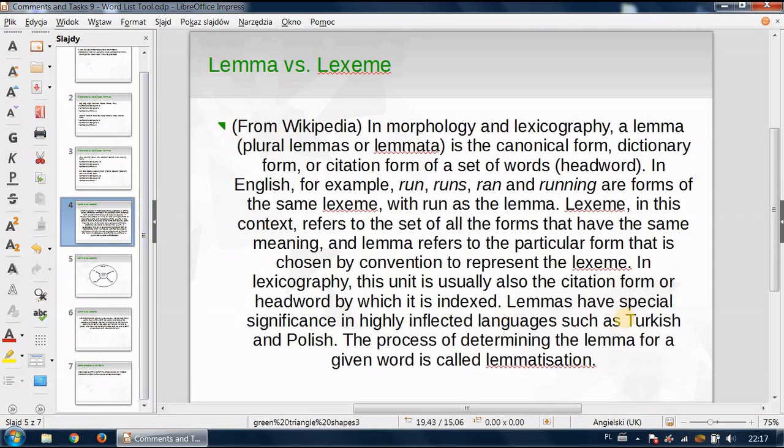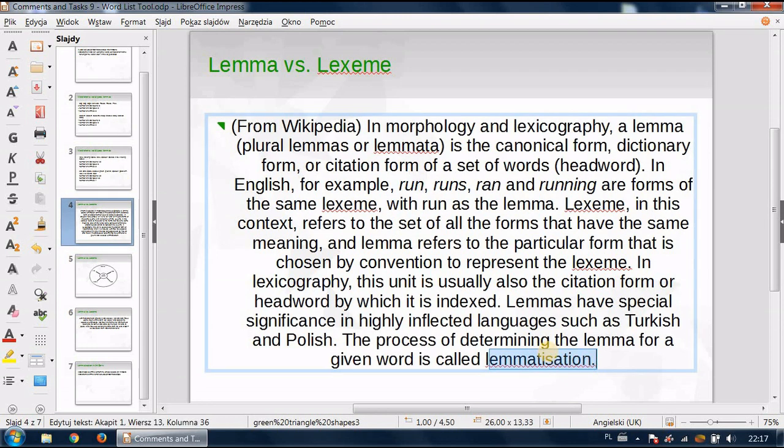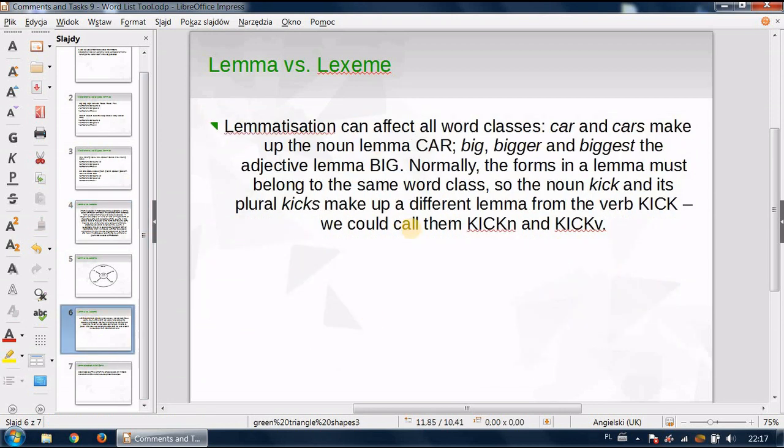Okay. So lemmas have special significance in highly inflected languages, such as Turkish and Polish. The process of determining the lemma for a given word is called lemmatization. This term is frequently encountered in natural language processing. Lemmatization can affect all word classes. So car and cars make up the noun lemma car; big, bigger, and biggest, the adjective lemma big.